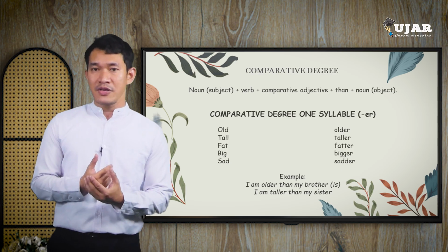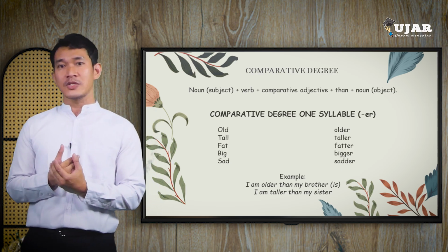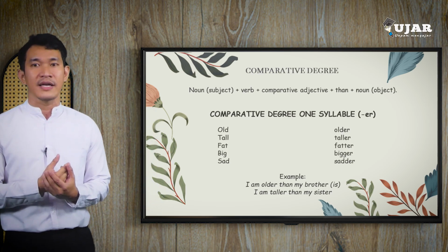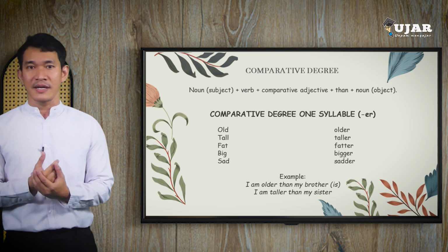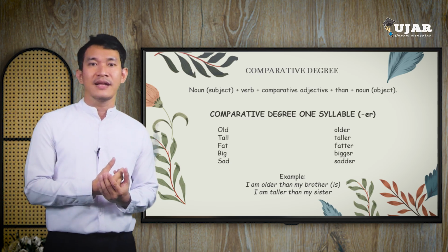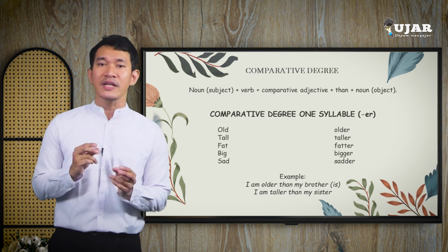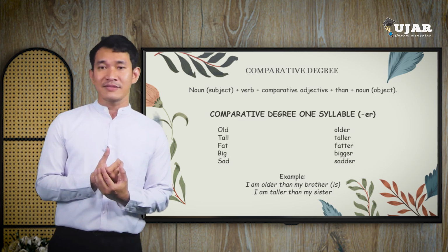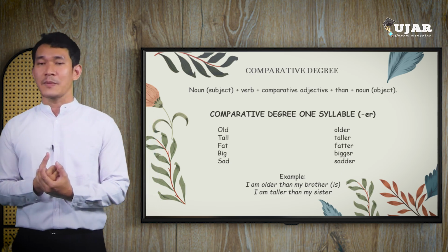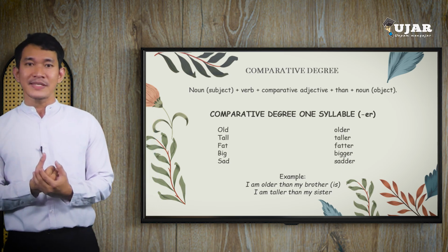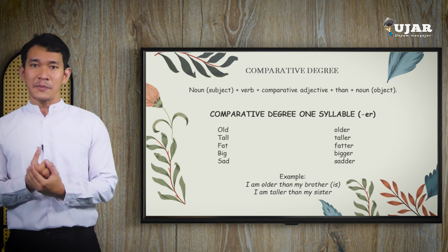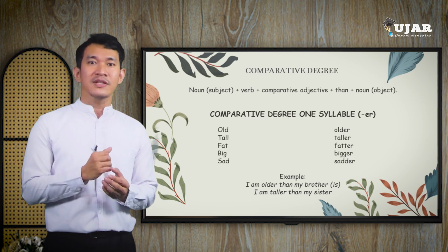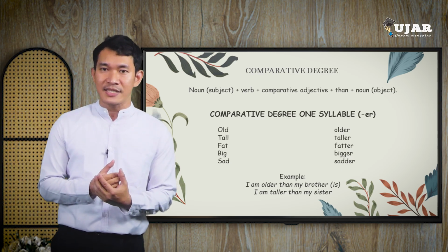Comparative adjectives are used to compare differences between two objects they modify, like larger, smaller, faster, or higher. They are used in sentences where two nouns are compared in this pattern: noun or subject plus verb plus comparative degree plus than plus noun or object. Comparative degree is divided into three types. Let's analyze the first type.